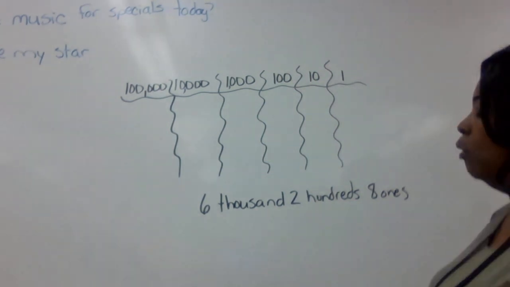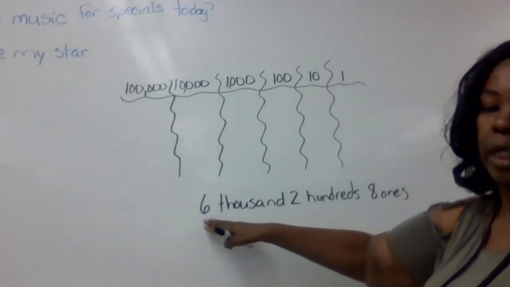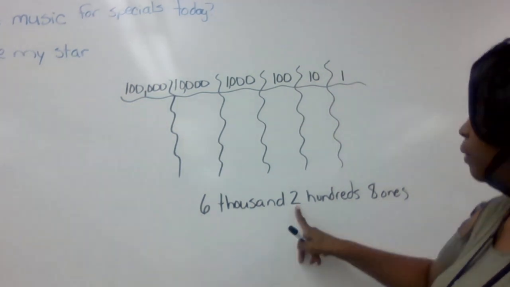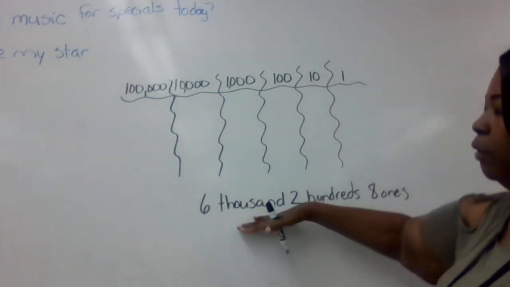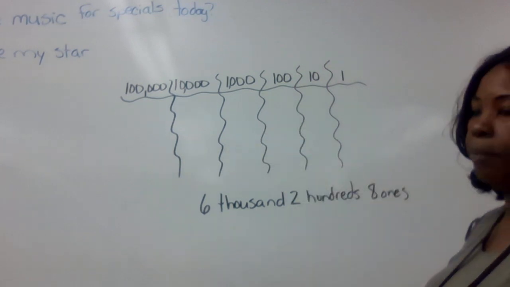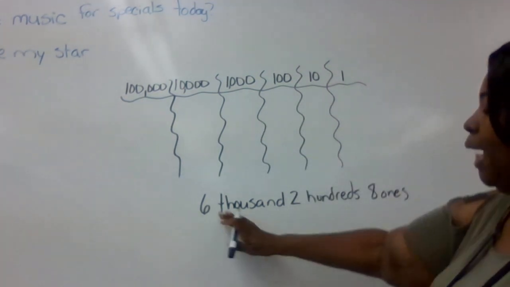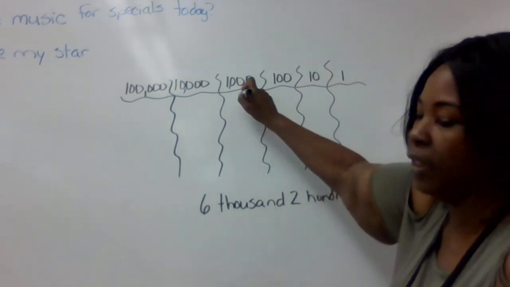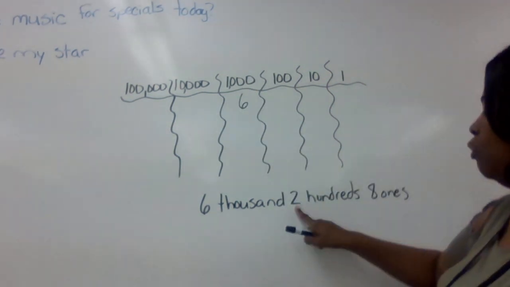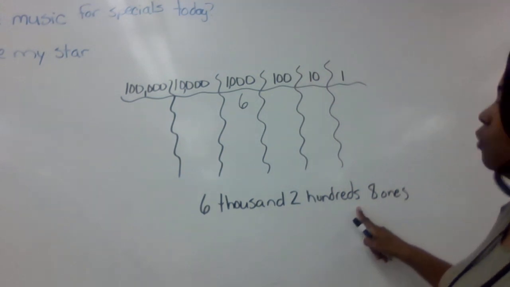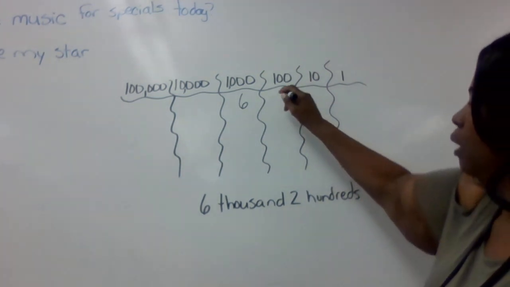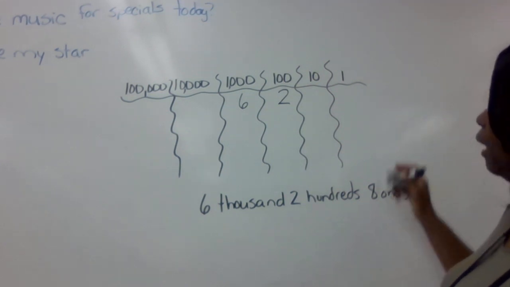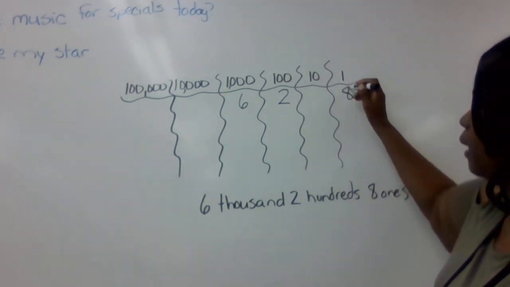Okay? So the first thing here, this is written in unit form. It tells us the amount and then what unit it goes in. Okay? And we're going to use this and we're going to place it on our place value chart. So we have 6 thousands. So that means 6 goes into the thousands place. 2 hundreds. So that means 2 goes into the hundreds place. And we have 8 ones, and 8 goes into the ones place.